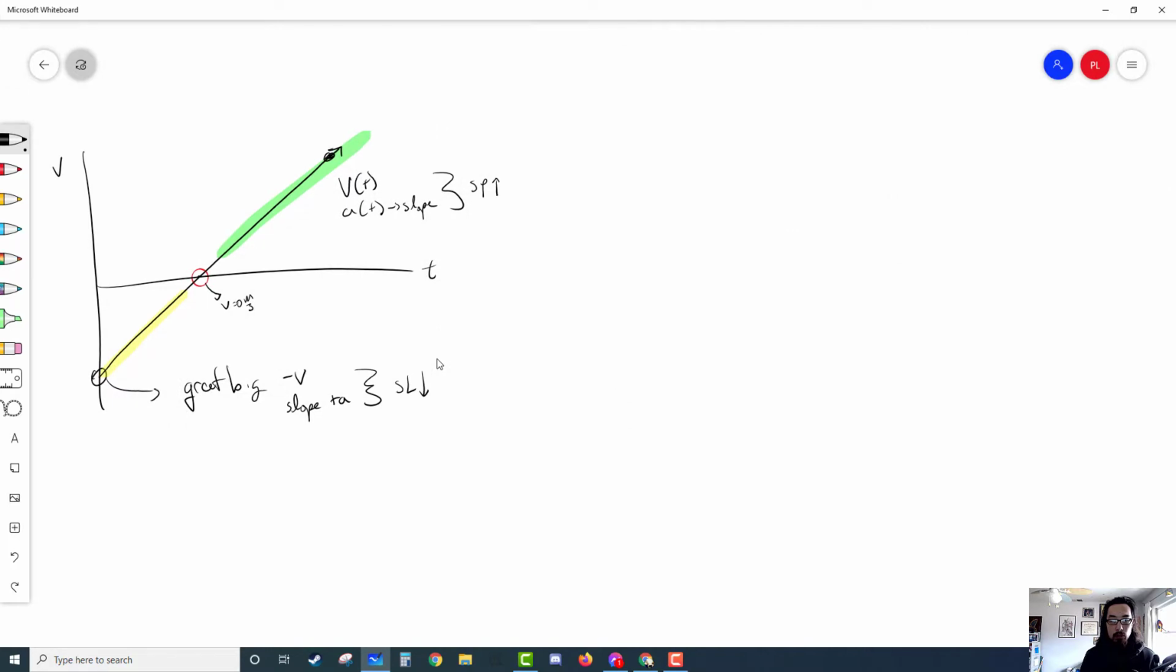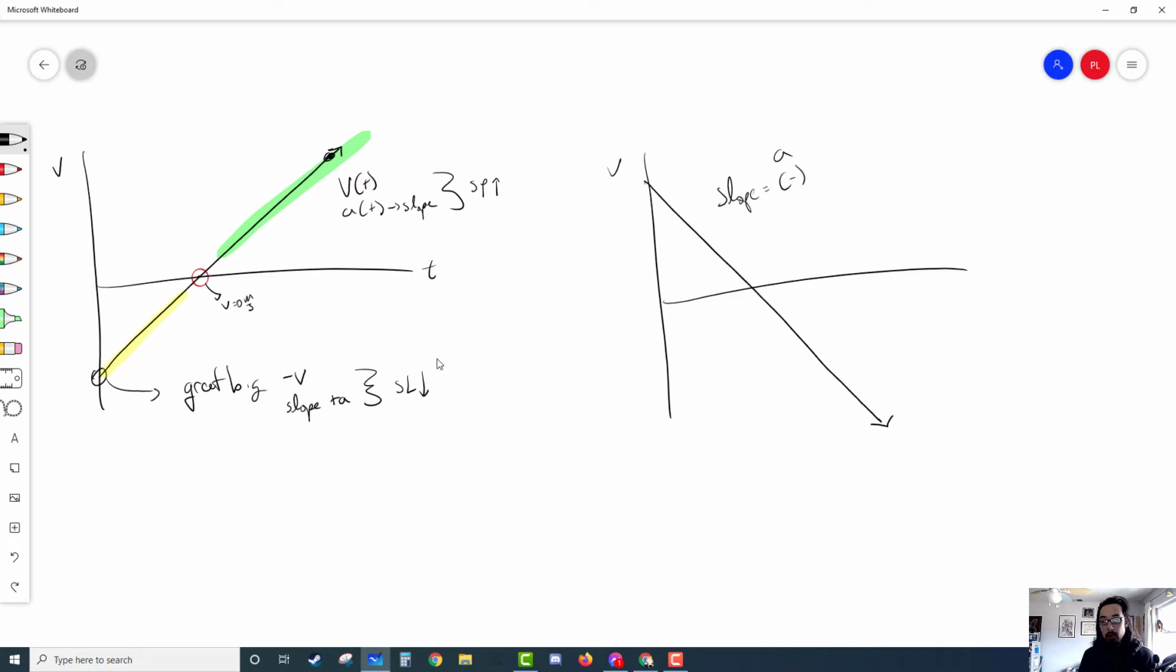I won't go into it with too much detail, but if you're given something that looks like this, I'll just point out the important parts. The slope is negative, therefore your acceleration is negative. Up here we have a positive velocity region, so it's slowing down, and down here we have a negative velocity region, and the acceleration is still negative, therefore it is speeding up. So keep that in mind. And once again, the important part here is that 0 mark. It comes to a stop. So keep that in mind as you are reading these graphs.